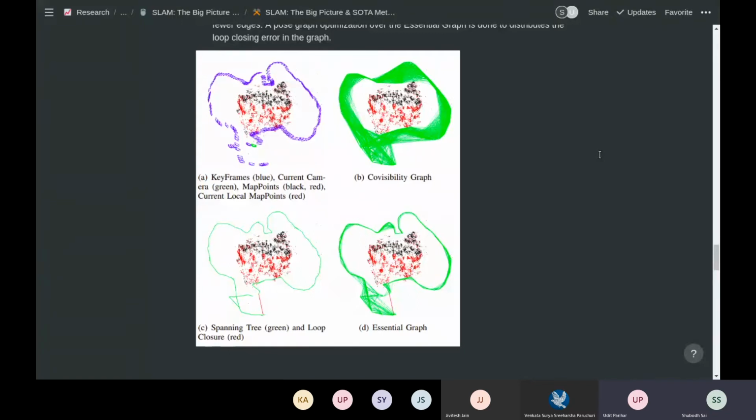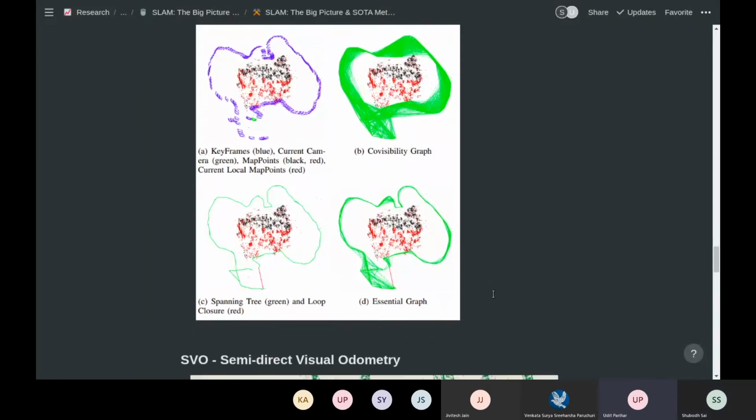And the third thread is the loop closing thread. In the loop closing thread, they coined a term called essential graph, which is basically nothing but a covisibility graph, but with fewer edges. The criteria for an edge to exist between two nodes is higher, like instead of 50, let's say 100. As you can see, the essential graph looks quite similar to the covisibility graph, but it is sparse.